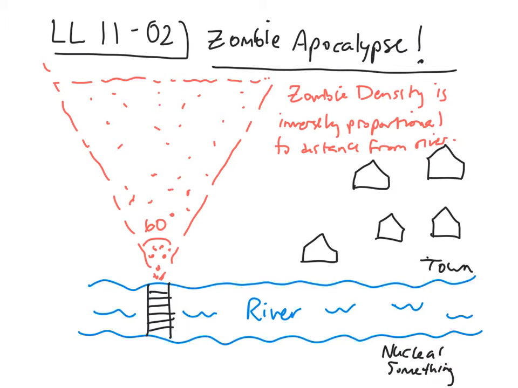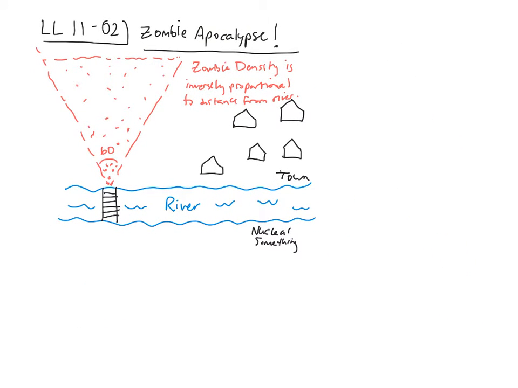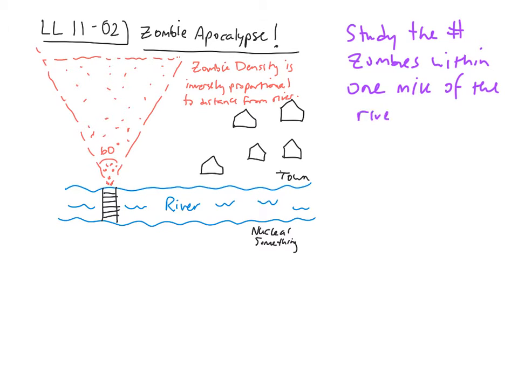So in other words, if the distance from the river is very small, if we were very close to the river, then the zombie density is going to be quite high. As the distance from the river increases and becomes large, the zombie density is going to become rather low. So what we're going to do here is study the number of zombies within 1 mile of the river. In other words, we're going to study the number of zombies inside this triangle where the distance of this edge from the river is 1 mile.